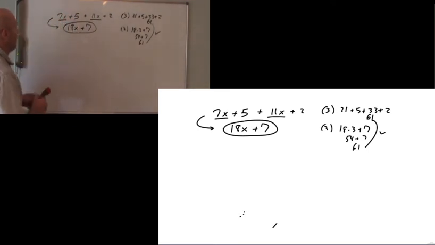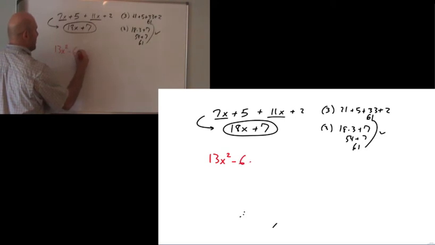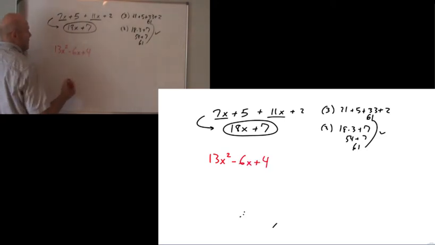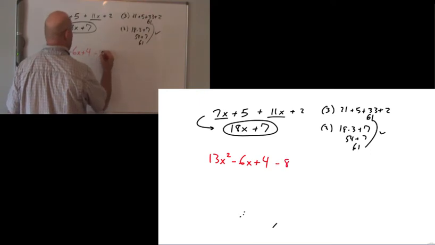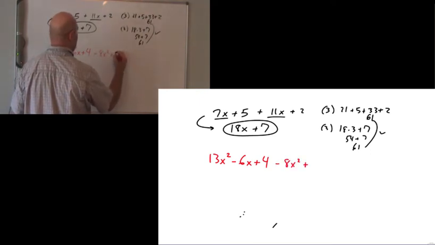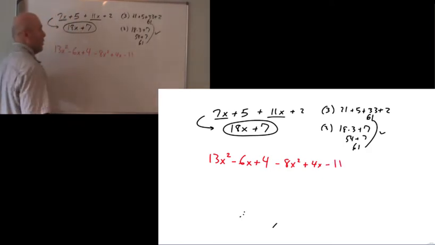All right, let's take a look at another example. Let's say, for example, we had 13x squared minus 6x plus 4. Boy, that's an awful lot of mess. And let's say we're going to subtract 8x squared, add 4x, and subtract 11. What do we turn out as?